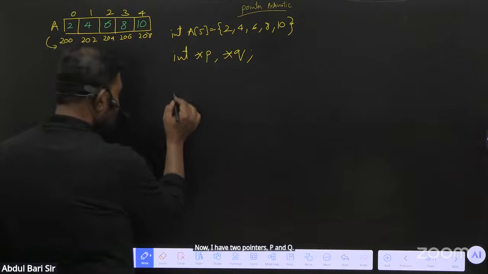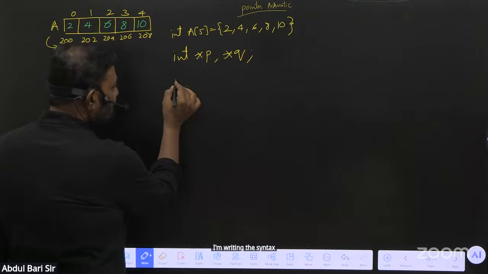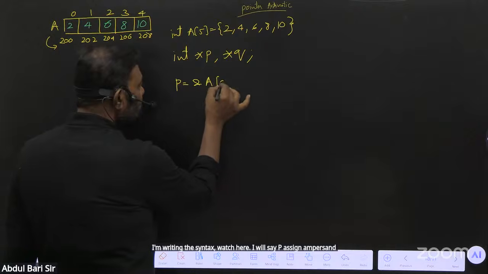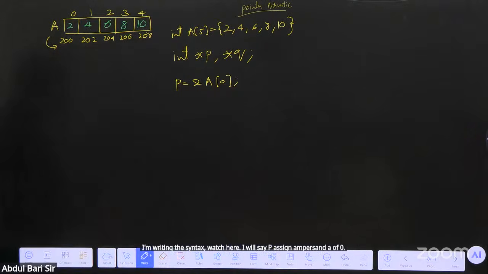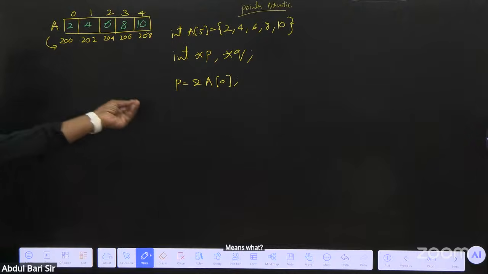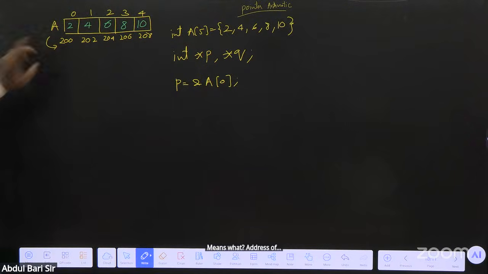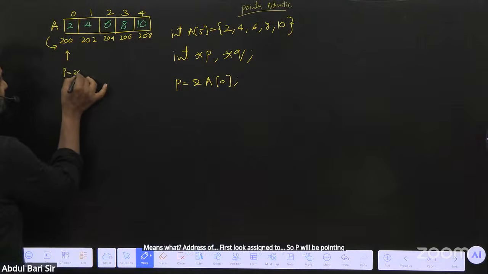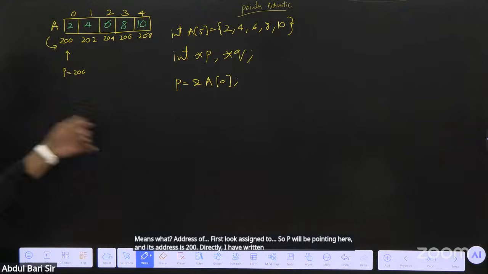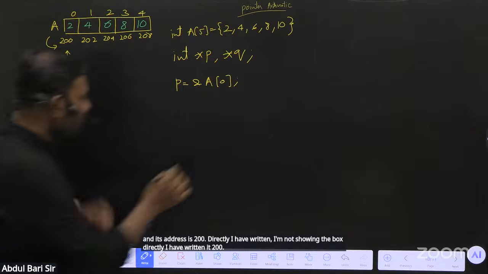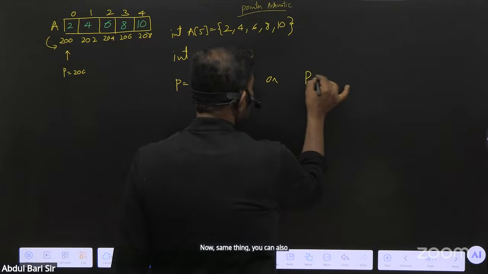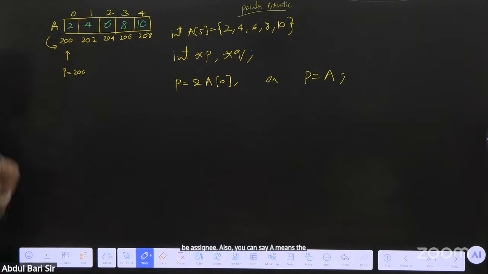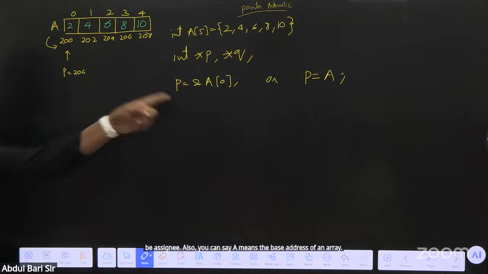Now watch this. I am writing the syntax. I will say P assign ampersand A of 0. Means what? The address of the first location is assigned to P. So P will be pointing here and its address is 200. I have directly written 200 without showing the box. Now, same thing, you can also say P assign A. A means the base address of an array. So two ways you can do it.